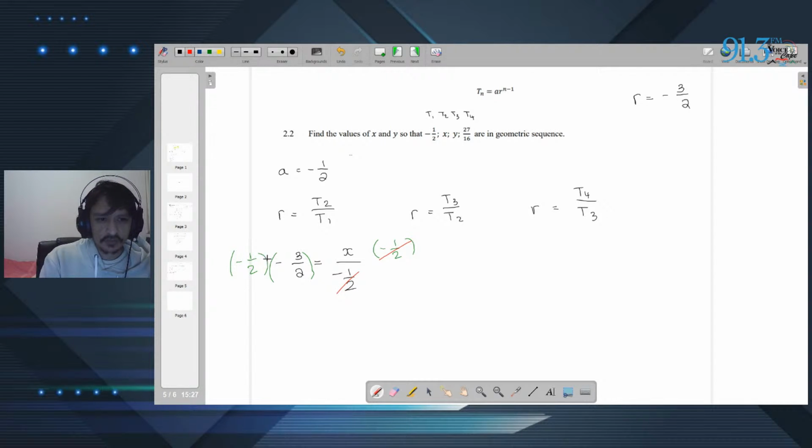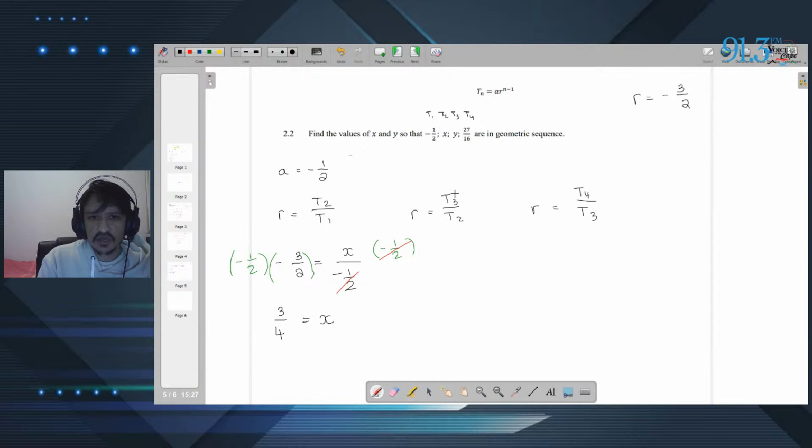So, if we multiply negative a half times negative 3 over 2, we are going to get 3 over 4 is equal to x. And there we go. We found x. Excellent stuff. Now let's go ahead and find y.